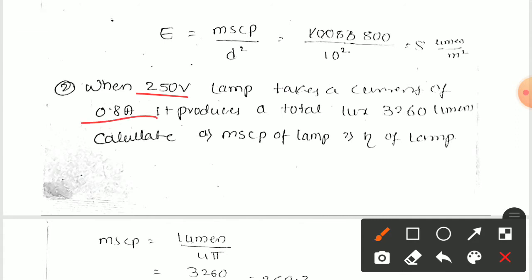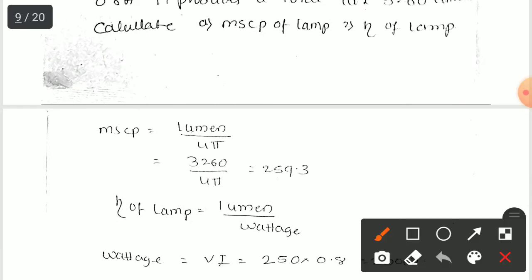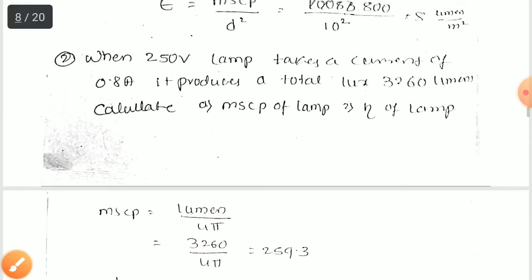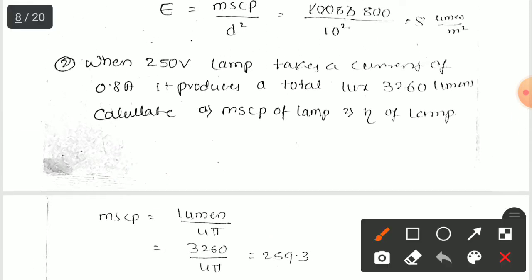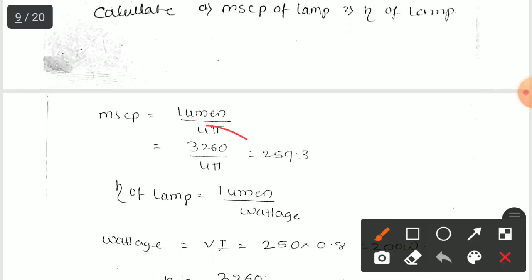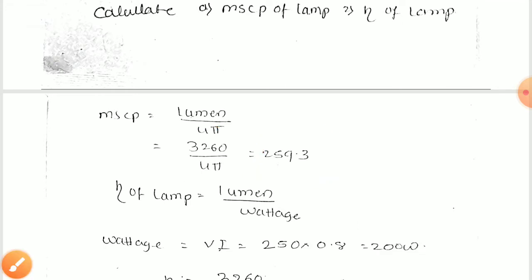The second problem: a 250 volt lamp takes a current of 0.8 ampere and provides a total flux of 3260 lumens. Calculate the mean spherical candle power of the lamp and the efficiency of the lamp. MSCP is flux divided by 4 pi, so 3260 divided by 4 pi gives 259.3, the mean spherical candle power of the lamp.